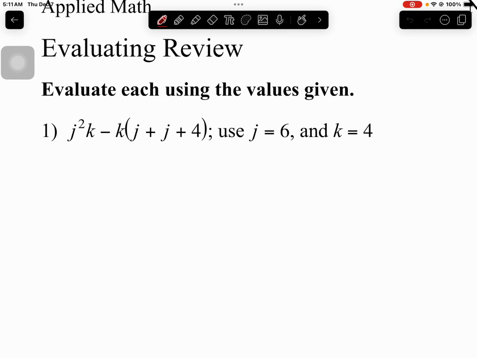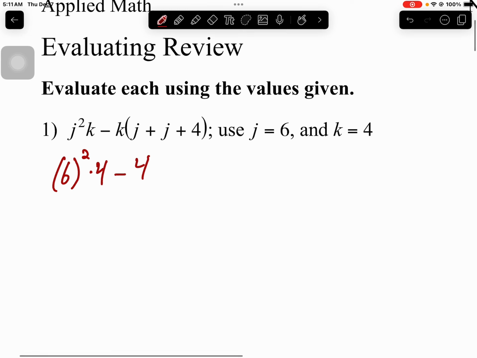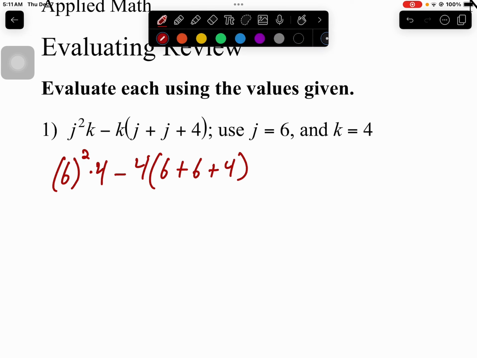So with this first one, you got j equals 6 and k equals 4. So you got 6 squared times k, which is 4, then minus k, which is 4, and then times 6 plus 6 plus 4. So following PEMDAS, do your parentheses and then exponents. You got 6 plus 6 is 12 plus 4, which is 16. And bring down the 4 and the minus.